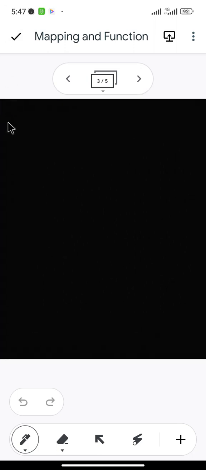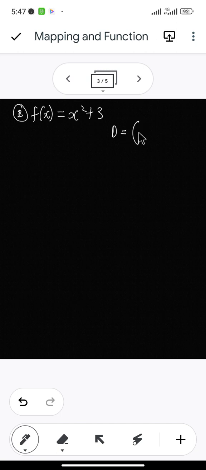Now let's take another example. Number 2. Now f of x is equal to x squared plus 3. Now we're asked to find both the domain and the range. The domain of this already, this is a polynomial function. So the domain is all sets of what? Real numbers. Or you can put it this way, negative infinity, infinity. That is for the domain.